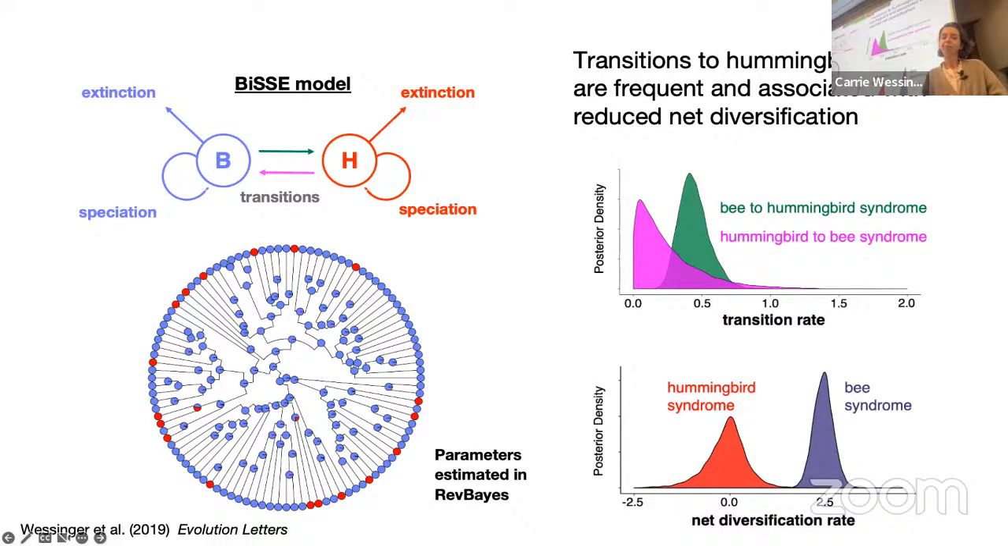So one way we can validate these models is to connect these broader macroevolutionary patterns to microevolutionary processes at the population level. And so we're really interested in using these models basically to generate a hypothesis that we'll then investigate with population genetic data and understand this pattern of repeated asymmetric shifts from bee to hummingbird pollination and explore the consequences of that transition on potential diversification rates.